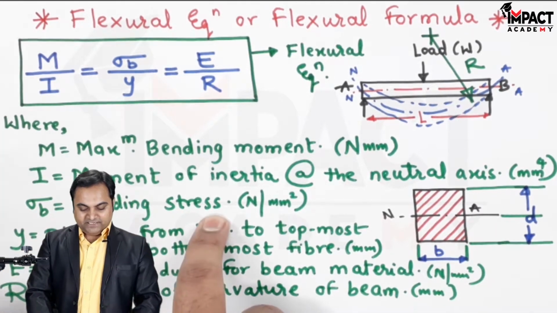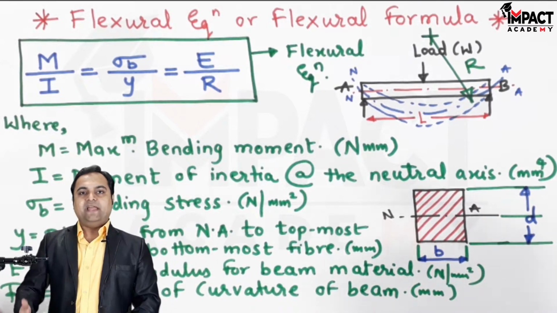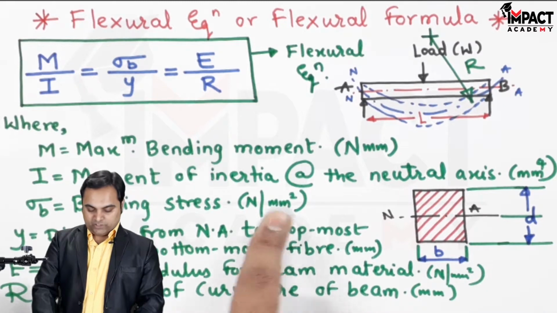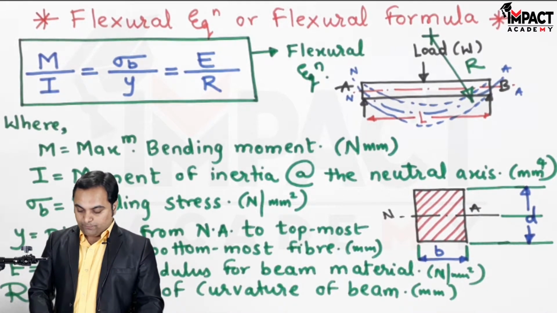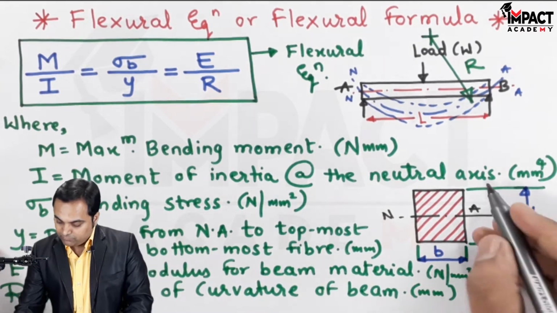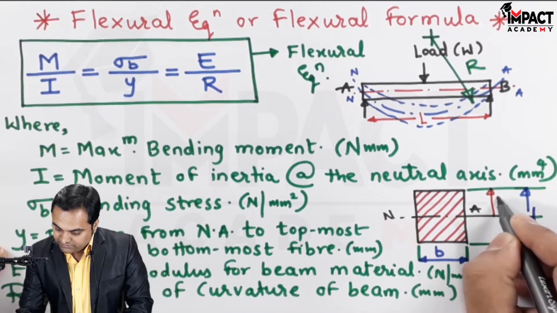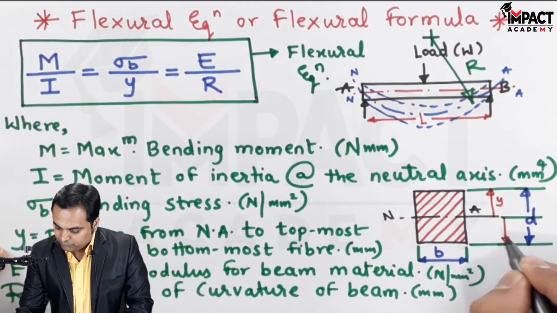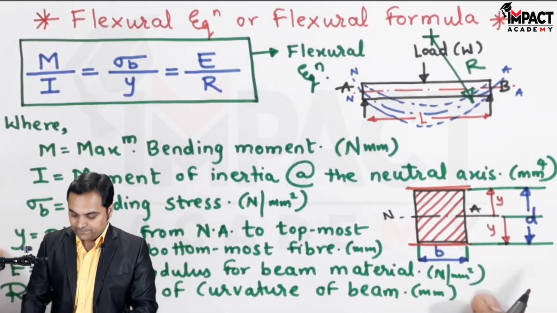Next, sigma b is the bending stress, and if we are taking the maximum bending moment and the maximum value of y, that would give us the maximum bending stress, in Newton per mm square. And y is the distance from the neutral axis to the topmost or the bottommost fiber. So from the neutral axis to the topmost fiber, the distance is y. Similarly, from the neutral axis up to the bottommost layer or bottommost fiber, it is distance y.